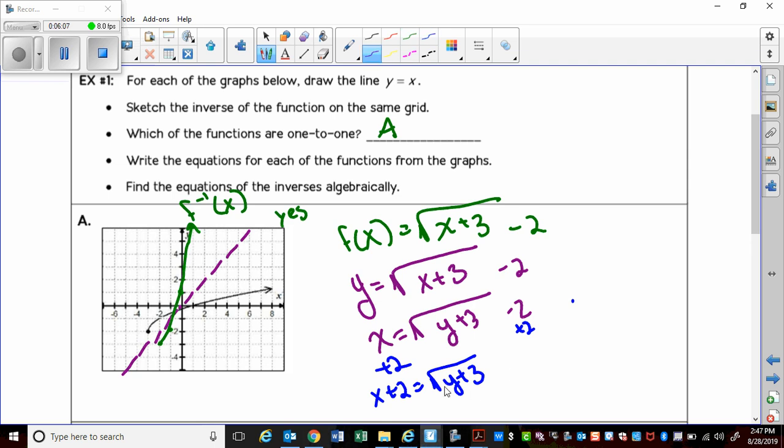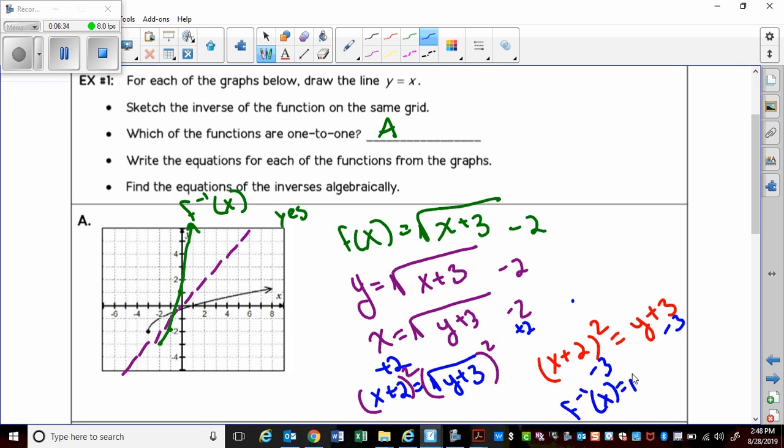And then I'm going to square both sides. So this whole thing squared, and I get something like x plus 2 squared equals y plus 3. And my last step is to move that 3 over, minus 3. So this is now going to be the inverse. The f inverse of x equals x plus 2 squared, and then minus 3. This is my inverse. Sorry, it's kind of slanted, guys.